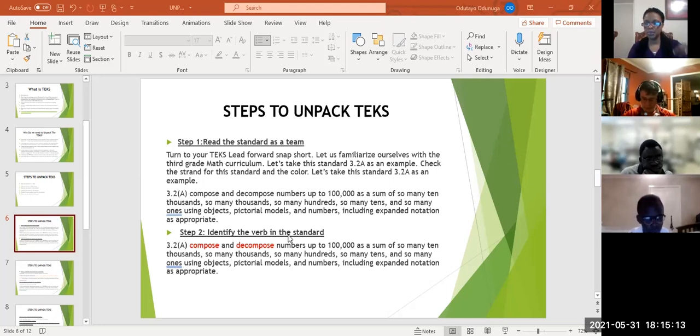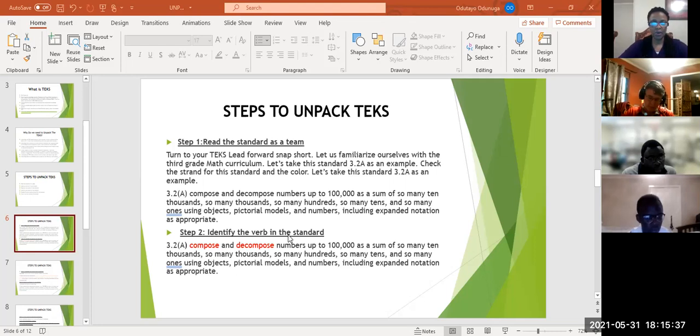So students should be able to compose numbers. You need to let them understand what it means to compose a number. That should be part of your vocabulary words that you're going to display in the classroom with examples as you teach this TEK. So to compose, to bring together. To decompose, to break apart.